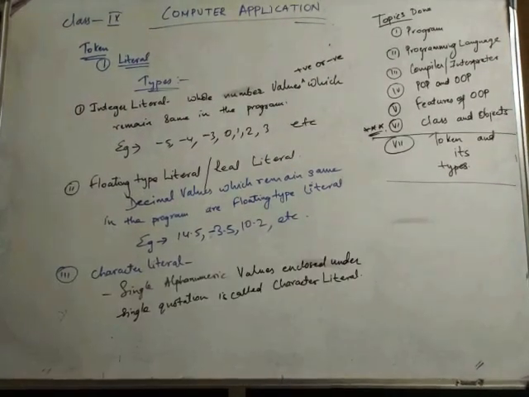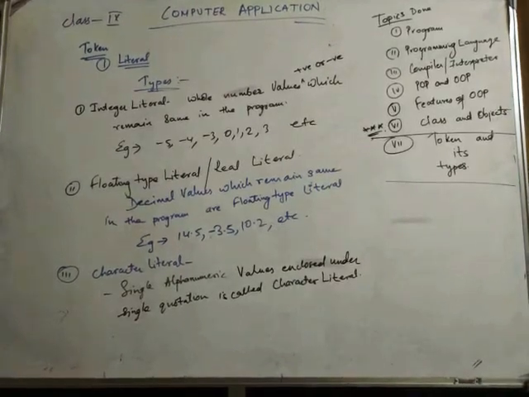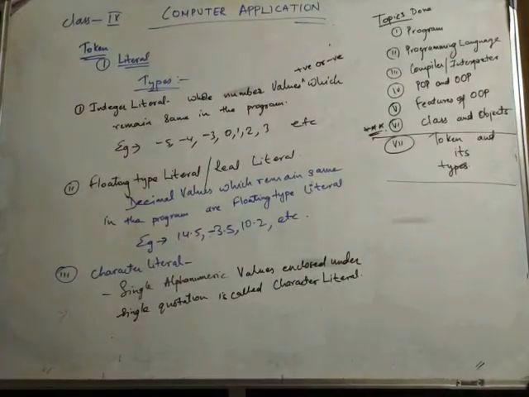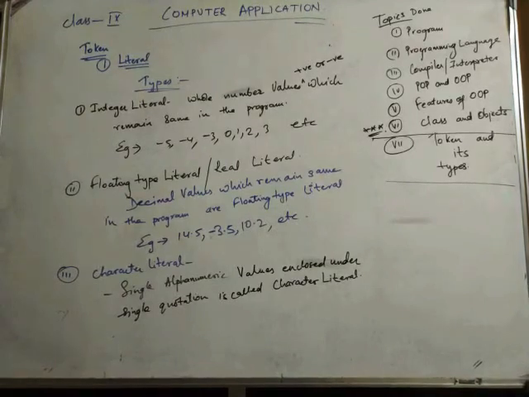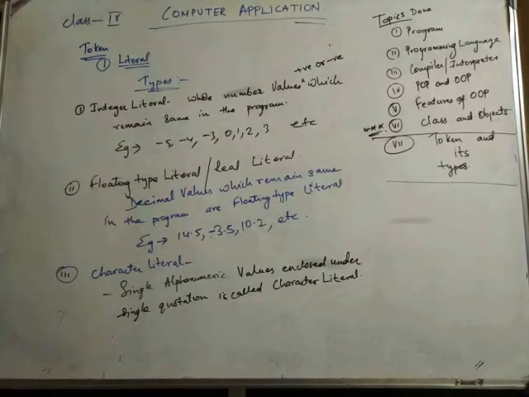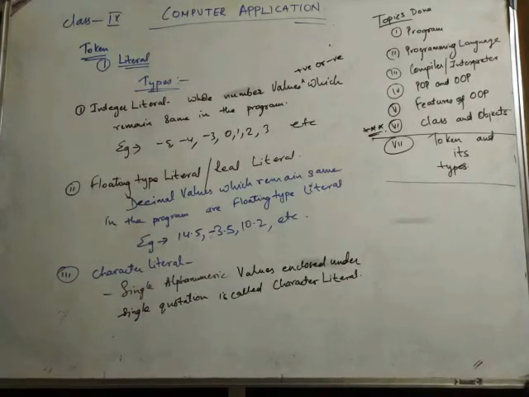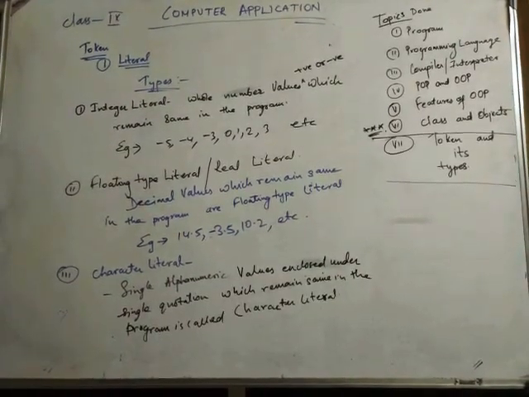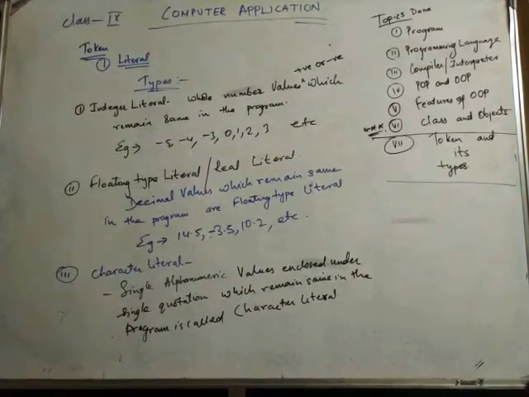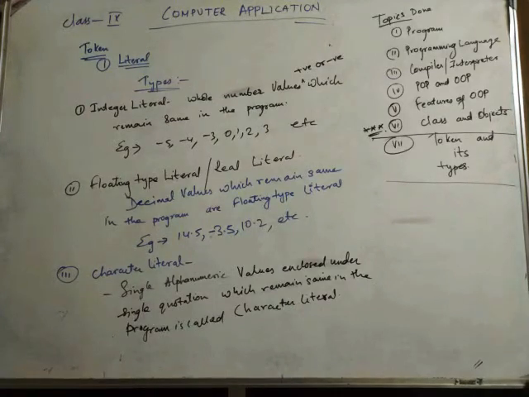Single alphanumeric values. Alphanumeric means what? Those which are not a number value. Alphanumeric value which remains under single quotation, and which remains same in the program. So single alphanumeric values enclosed under single quotation which remain same in the program are called character literal. What does it mean? Alphanumeric values here are non-numeric values, which are not numbers, and enclosed under single quotation.